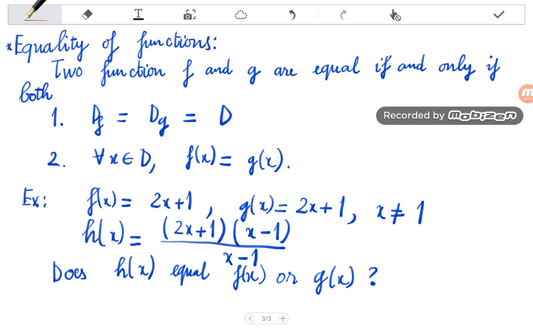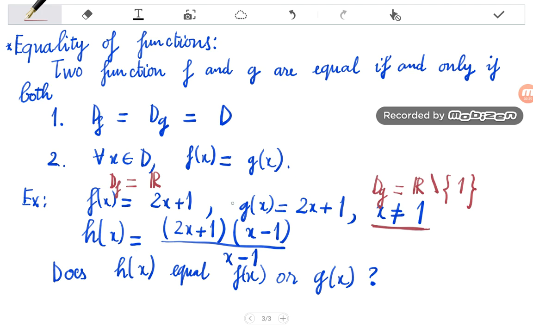Now we will do it. First, you can see that two functions f and g are equal if they have the same domain. So we want to know whether h is equal to f or g. We must find the domain of each function. And you can see that the domain of f is the set of all real numbers R, and the domain of g is the set of all real numbers except for 1, because g is defined for x which is not equal to 1.